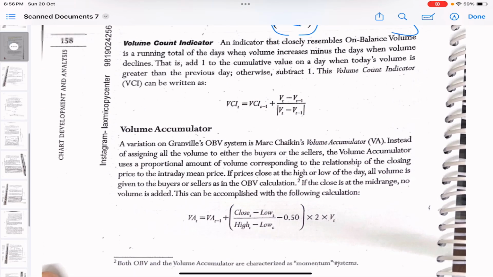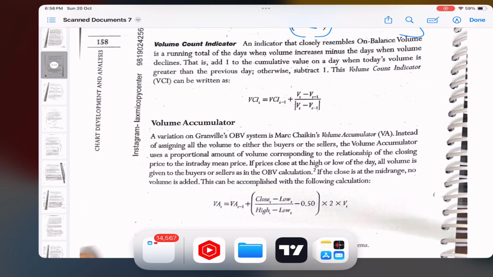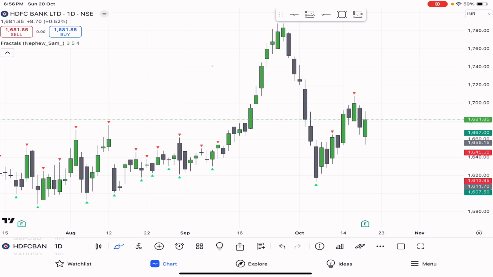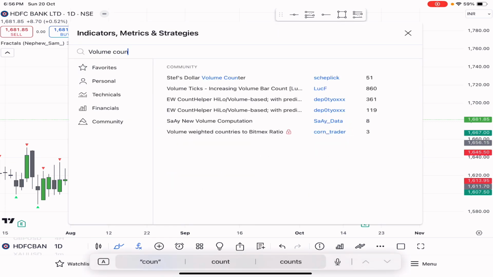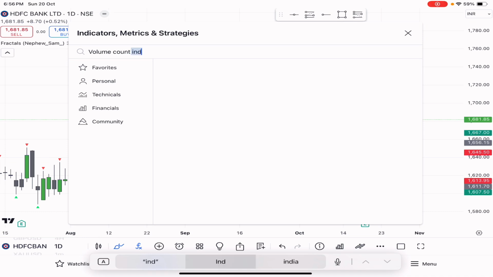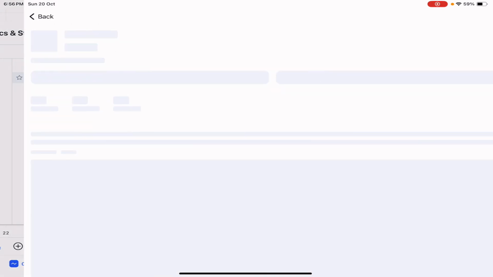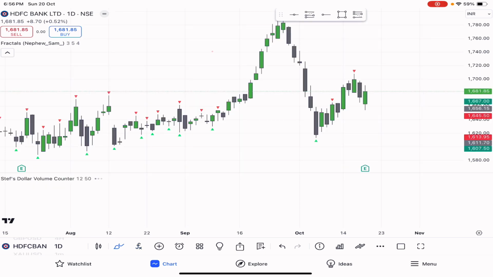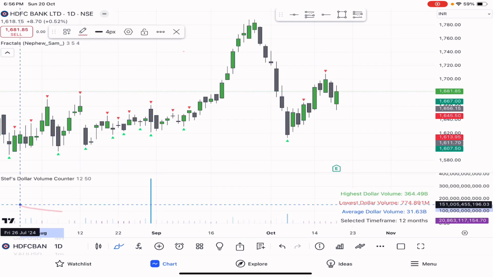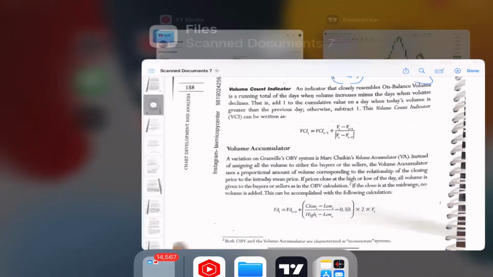Okay. Now we have the volume count indicator. What is a volume count indicator? Let's again try to plot that down. I don't think TradingView has it. Whatever, I don't think this is what we're looking for. So let's just look at the book right now.